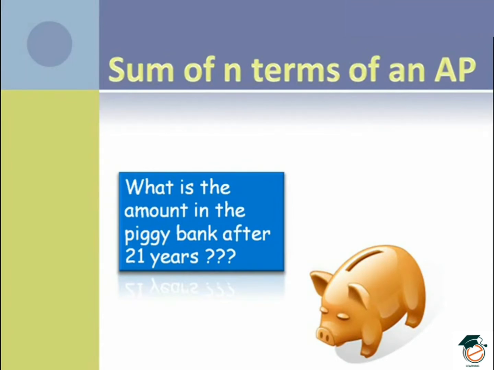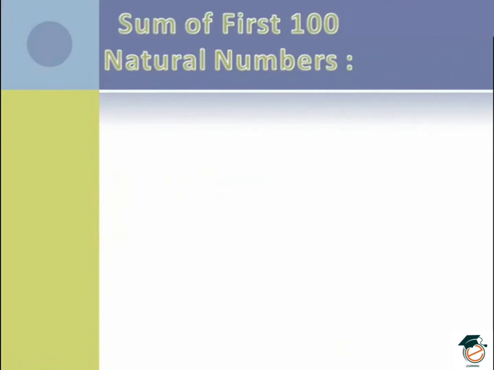That would be one method. But is there a formula or a shortcut to find the sum of n terms of this AP? That's something we are going to study now. So before we find out the sum of n terms of an AP, let's first try to find out the sum of first 100 natural numbers.